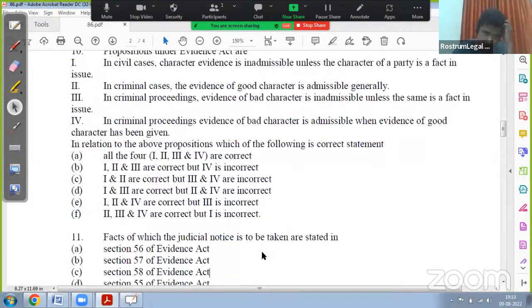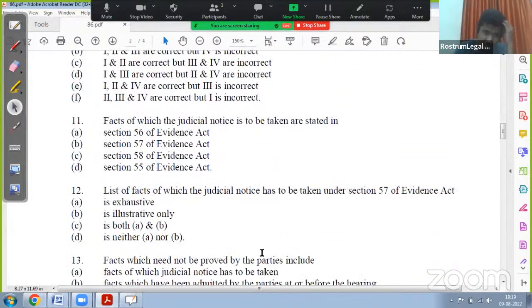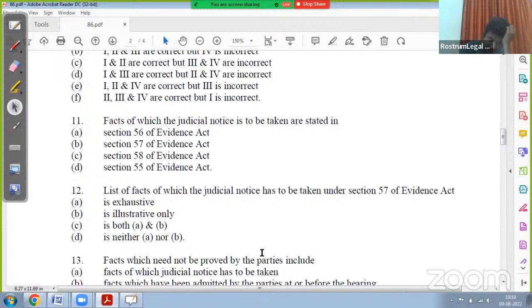Next question. Question number 11. Facts of which judicial notice is to be taken are stated under section 56, 57, 58, 55. Facts of which judicial notice has to be taken is discussed under which of the following section? 56, 57, 58, 55. Question number 11, think and answer calmly.